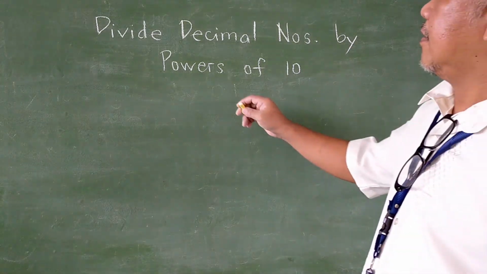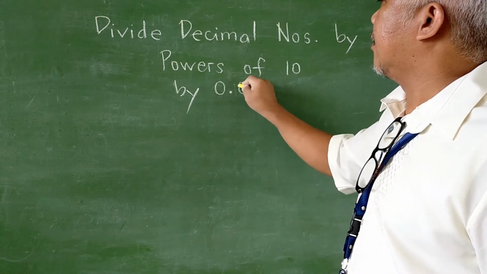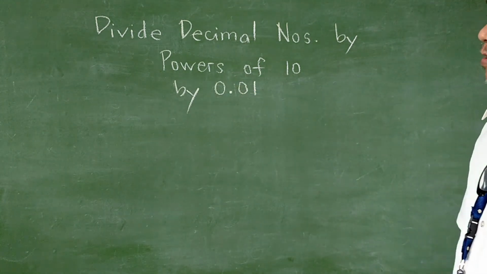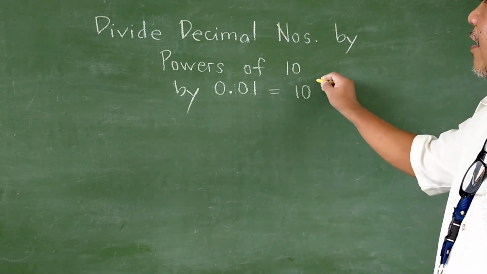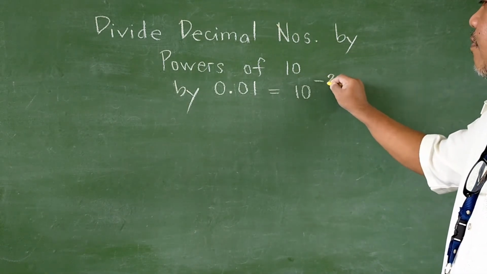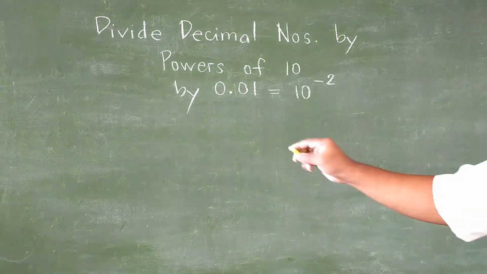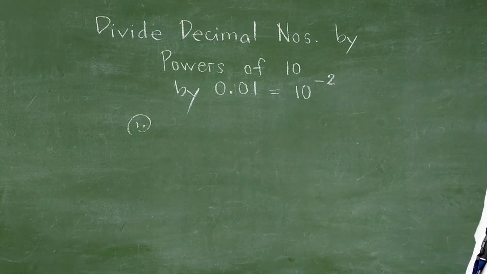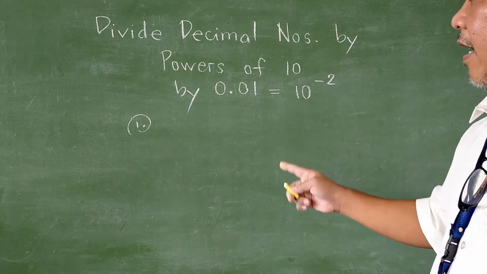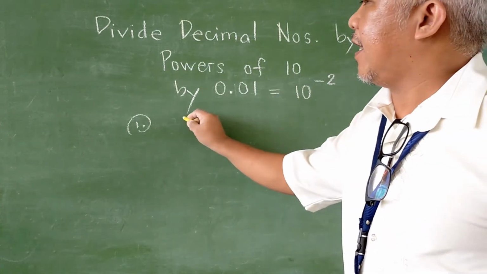Now, by 100 or by 0.01. O, ito naman yung tinatawag natin 10 raised to the negative 2 power. Okay? So, ilang movements nga? Kapag 100, dalawa. But this time, pakaliwa o pakanan? Pakanan. Okay, tingnan natin.